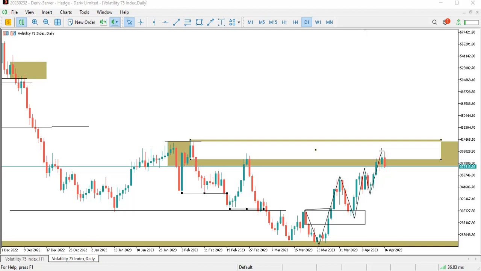Now, these kinds of entries are important. If you spot this on higher time frames, and then on lower time frames, you don't have to do anything opposing this. I repeat again, if you spot this on high time frames, then on lower time frames, you don't have to do anything opposing this. You have to trade with the trend.